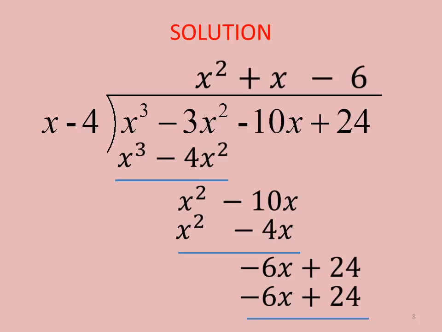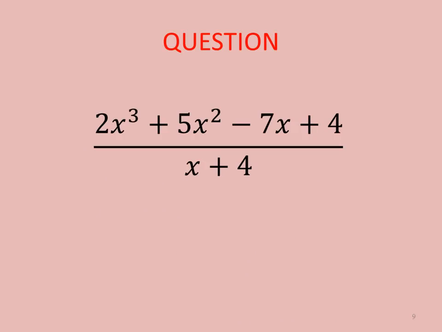Well, did you get it right? Your quotient should be x squared plus x minus 6. Ensure that all the terms in your workings match this worked solution. Let's have a go at this question. 2x cubed plus 5x squared minus 7x plus 4 all over x plus 4. Pause the video and have a go. When you're ready, restart the video to check your solution.